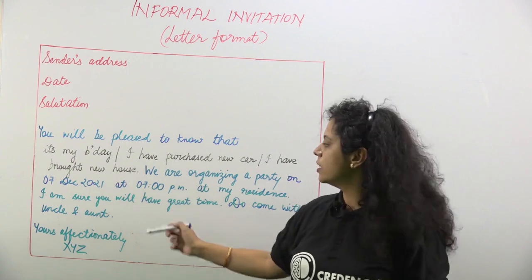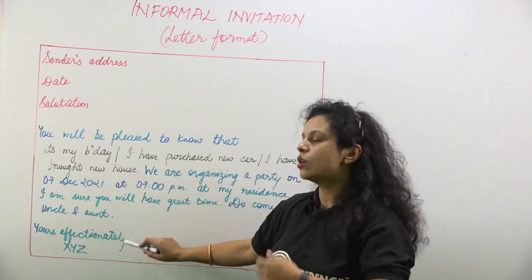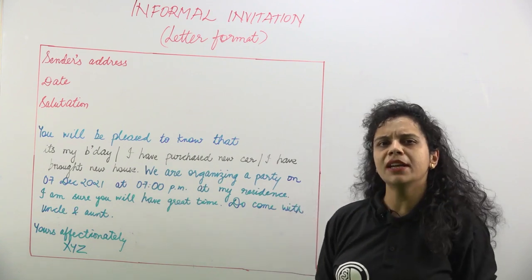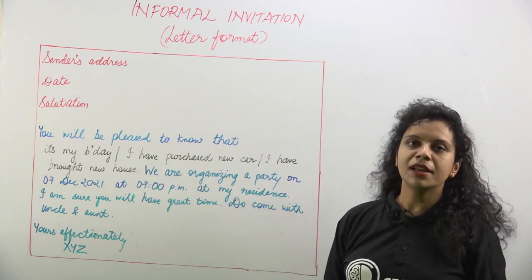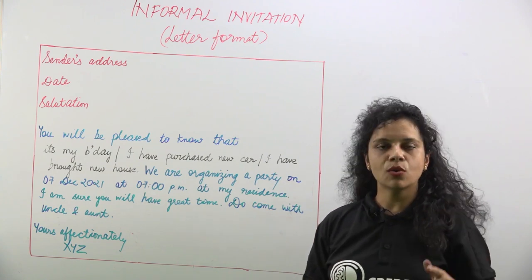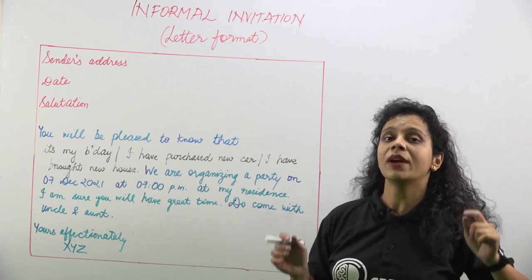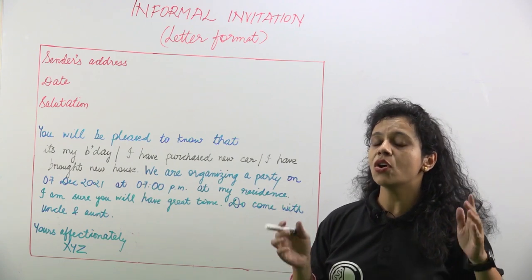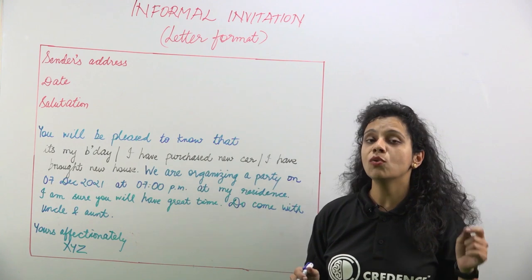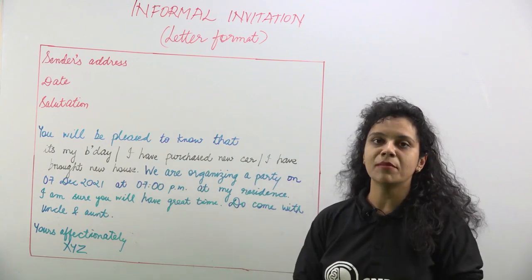Your letter is over. Leave one line and write yours affectionately, which is going to be your complimentary closure, or yours lovingly, warm regards, your name, and your informal invitation. Letter format is over. Again, don't forget to enclose your invitation or letter in a box and always begin your letter from a new page while writing your examination.